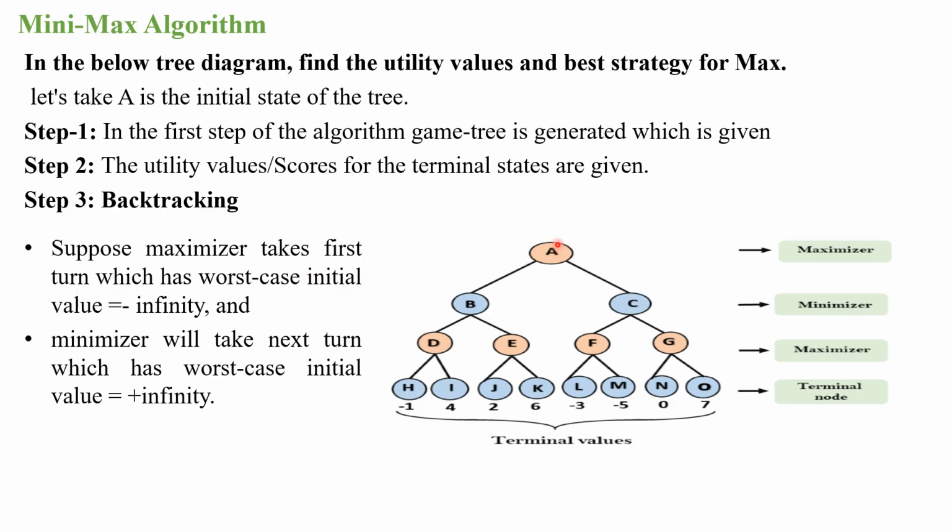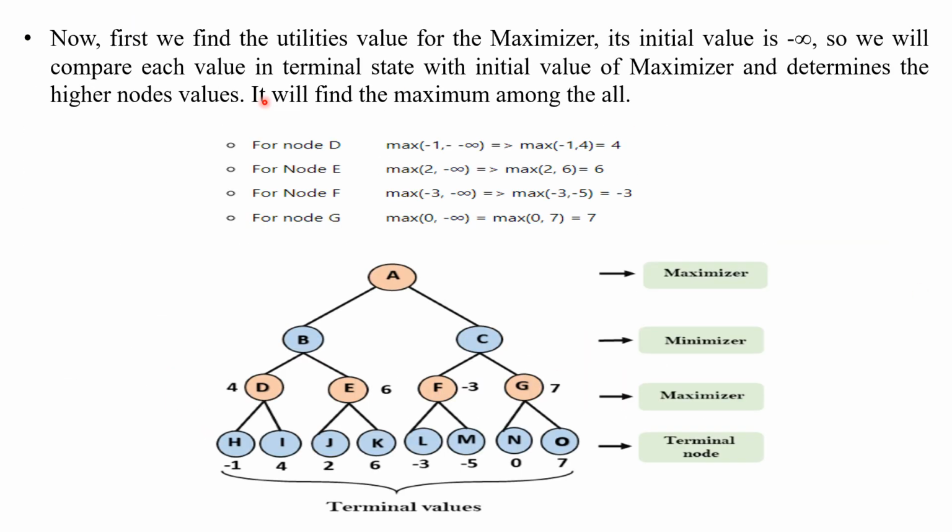So the minimizer will take the turn. The initial value of the maximizer is minus infinity, and the initial value of the minimizer is plus infinity. Let us start from this side. As it follows the depth first search method, A is the parent node, and B and C are the child nodes.